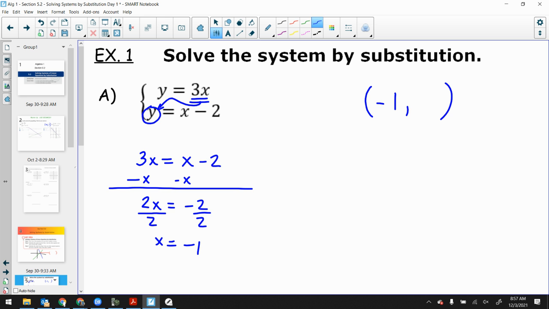It's -1 comma something. And I like to go ahead and start my answer. Like on the quiz next Friday, I would suggest that you go to your answer blank. As soon as you've got one of your two coordinates, x or y, start making your coordinate pair.